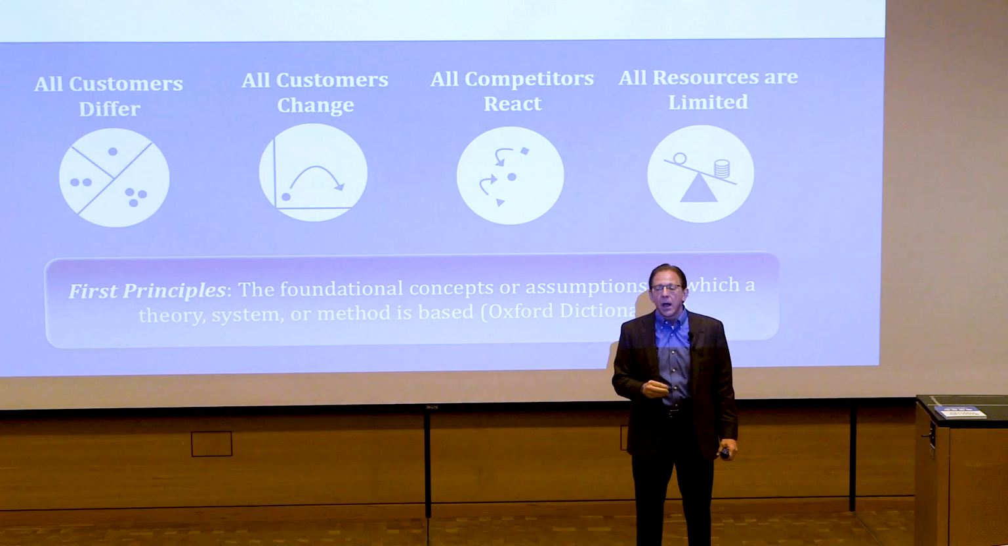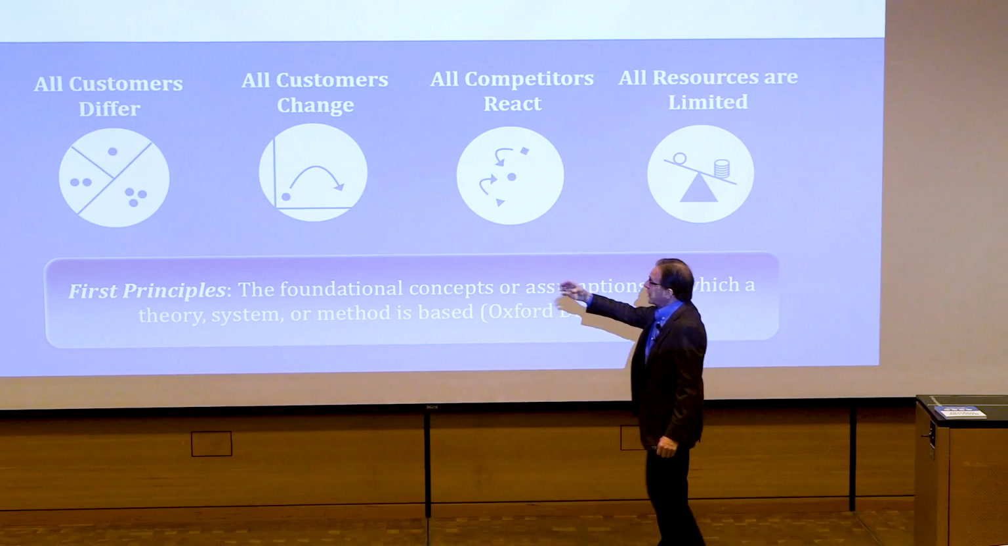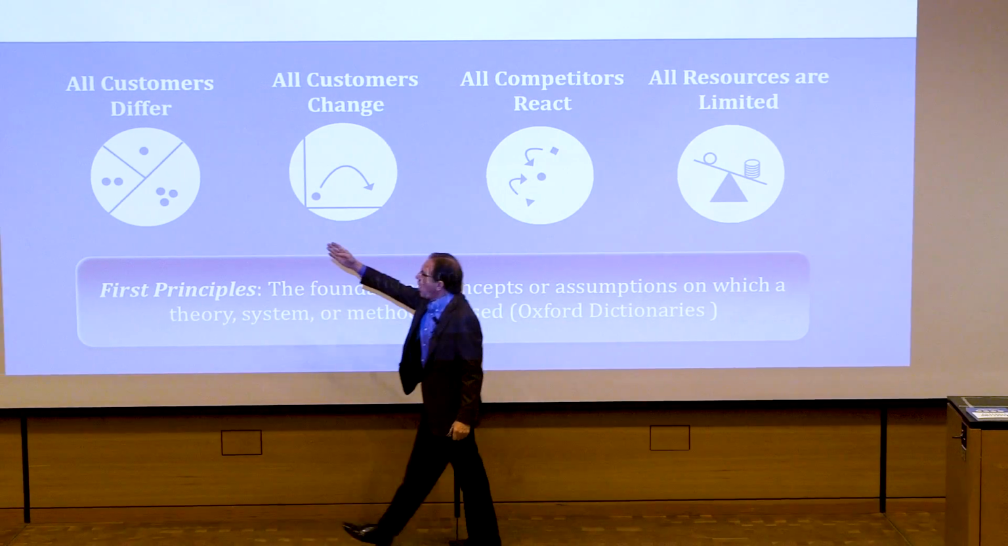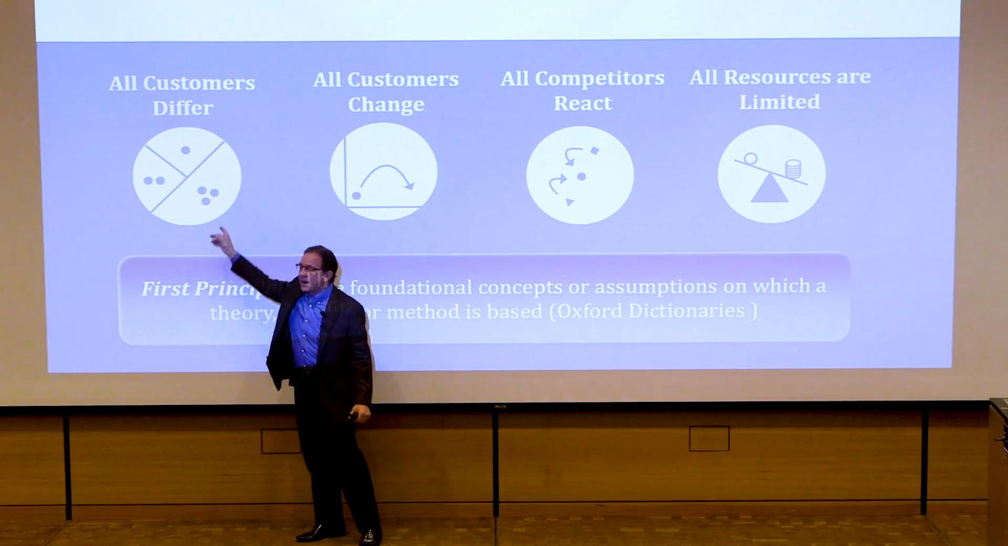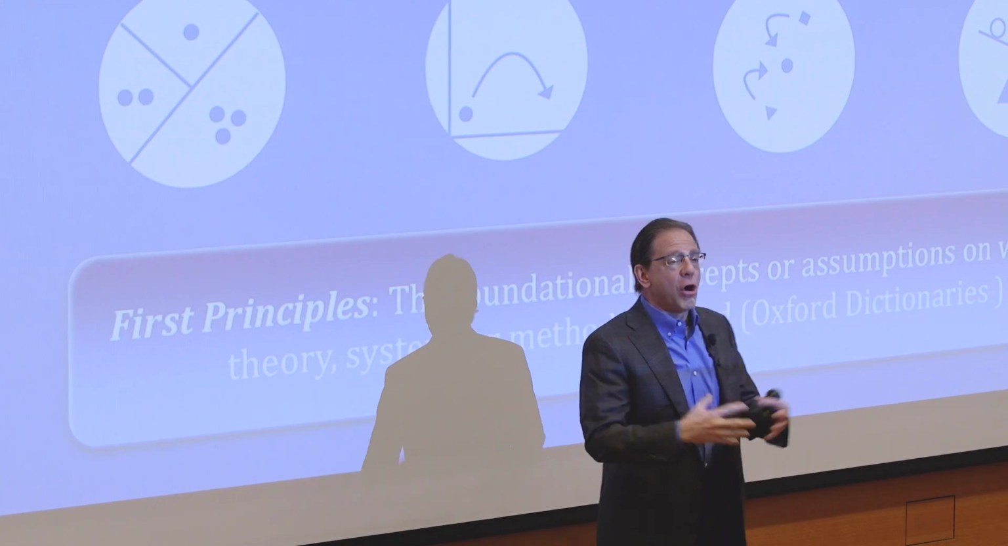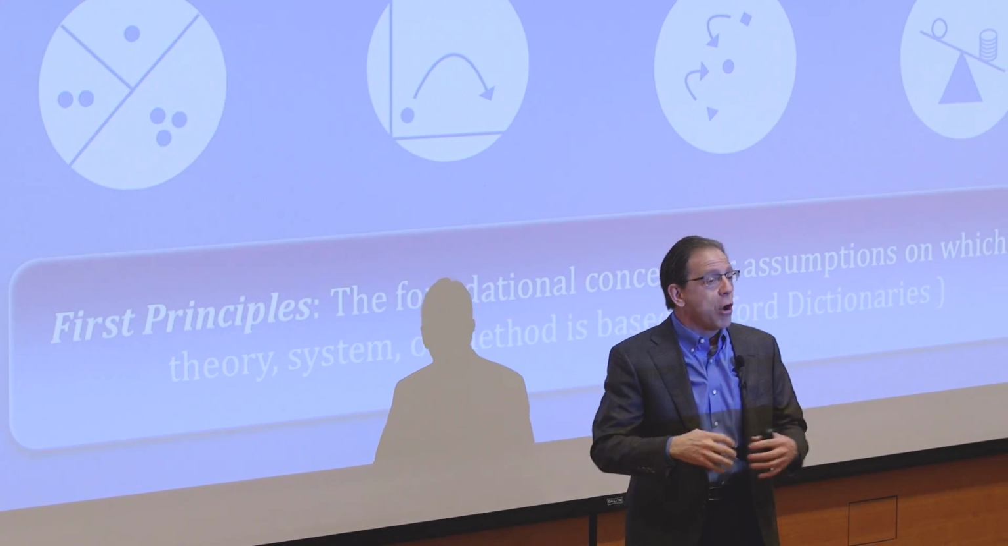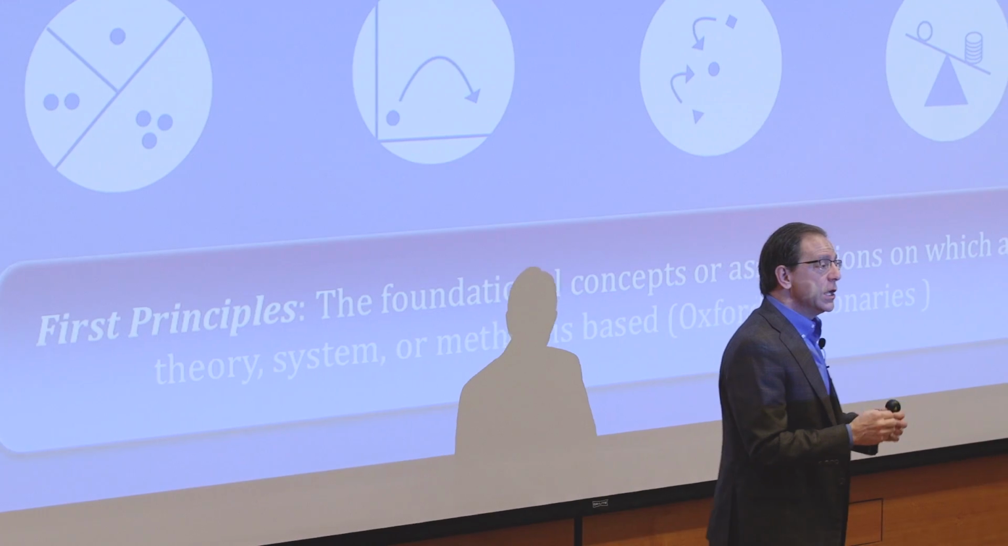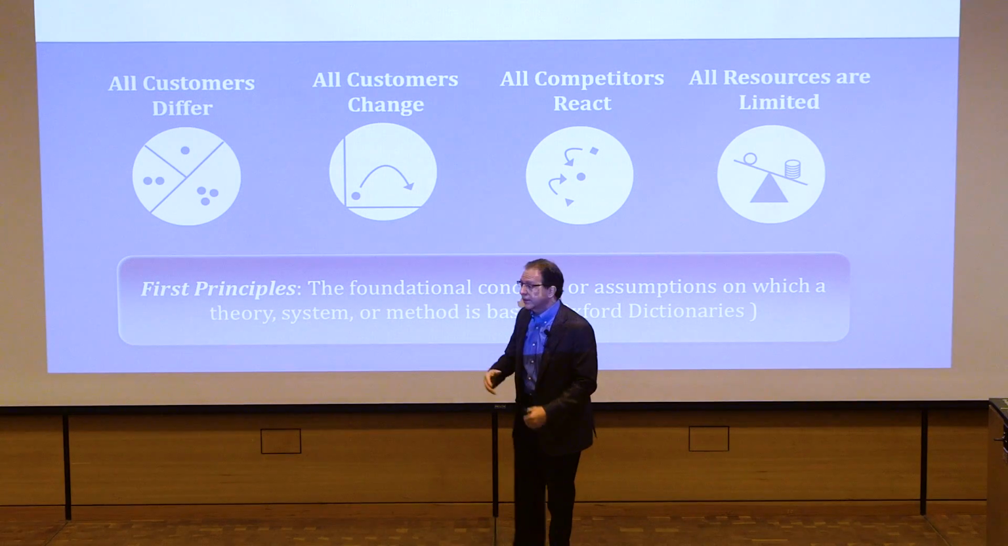Our premise in this book is that most of marketing strategy revolves around solving four problems. And these four problems or issues are first principles. Let's go through each one of those. The first one, all customers differ, represented by this pie diagram with customers broken into different segments. The idea is that all customers that you deal with are different, and all of our marketing strategy has to deal with addressing these different customers' needs.